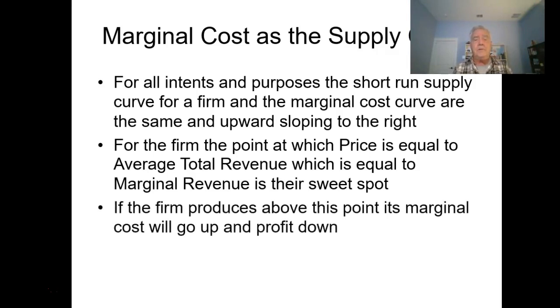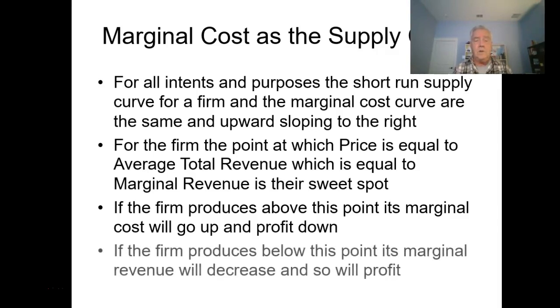If the firm produces above that point, its marginal cost will go up and profit will go down. Below that point, it represents an opportunity to increase profits. So if they're above that point, the firm will always move to get back to that point. If the firm is below that point, they will always move to get up to that point. So that in each case, they can improve profitability.